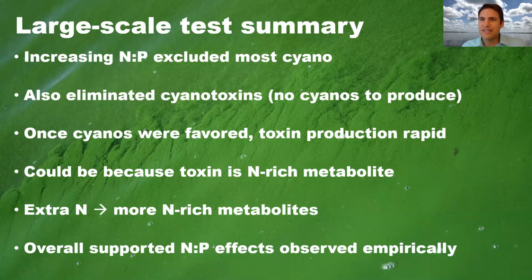If there's no species to produce the toxin, then there is no toxin. So that is why there wasn't toxin there. But once cyanobacteria were favored, and that N/P ratio came lower, as you saw, toxin production then really ramped up.